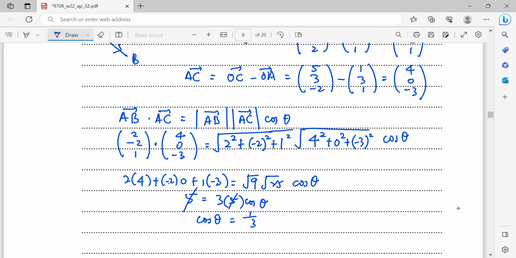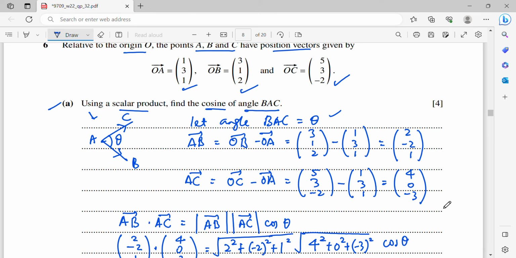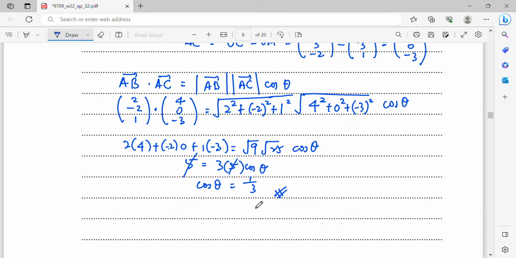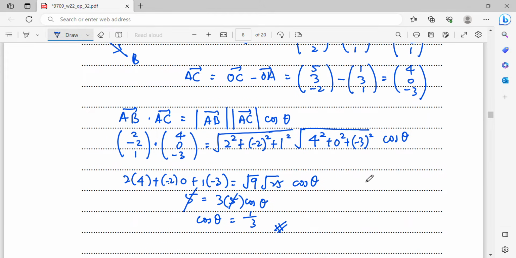Okay, so at last, this is our answer because the question is asking for cosine of the BAC and we let the BAC be theta. So we should not find the theta but just leave the answer in cos theta. Okay, so that is the complete solution for A.